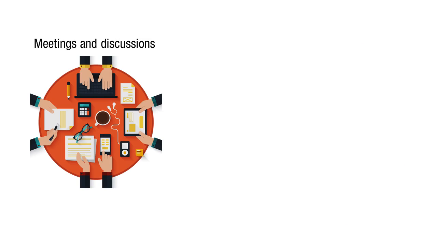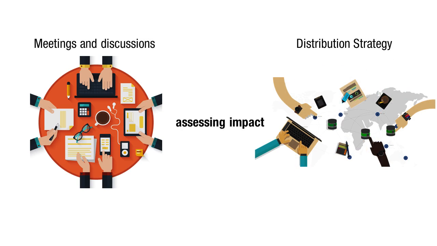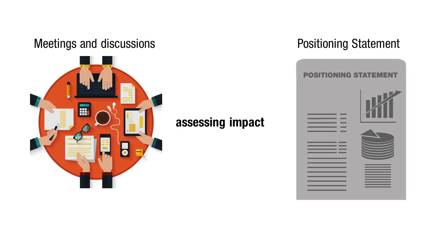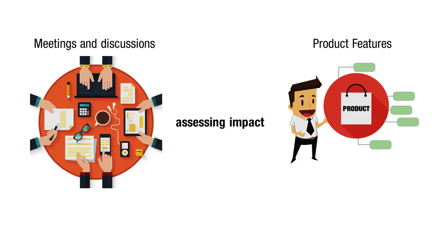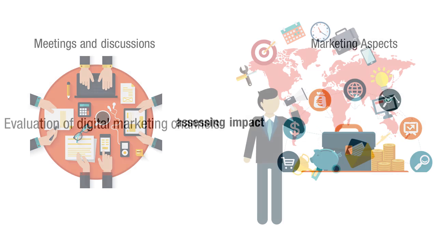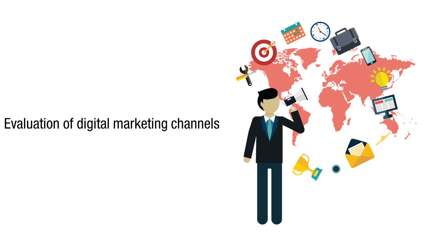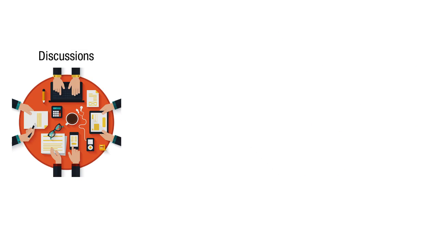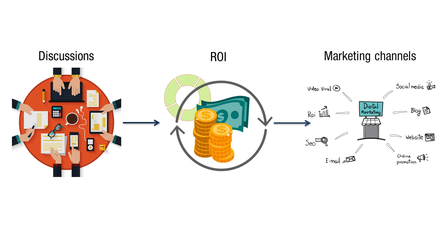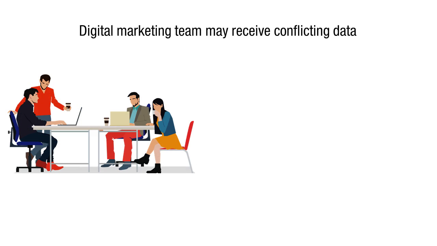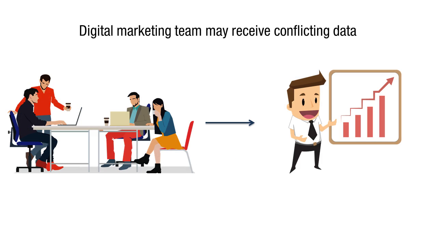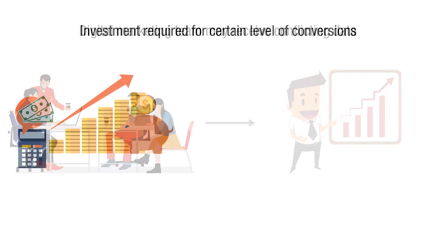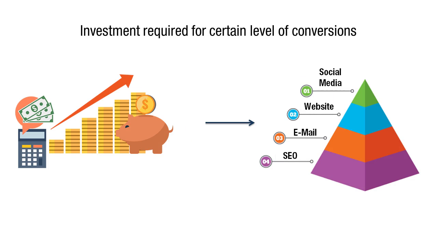Meetings and discussions are also important for assessing the impact of the pricing strategy, distribution strategy, positioning statement, product features, and other marketing aspects on the evaluation of digital marketing channels. Furthermore, discussions are sometimes necessary to determine the ROI for different channels because the digital marketing team may receive conflicting data from different sources regarding the investment required for a certain level of conversions.